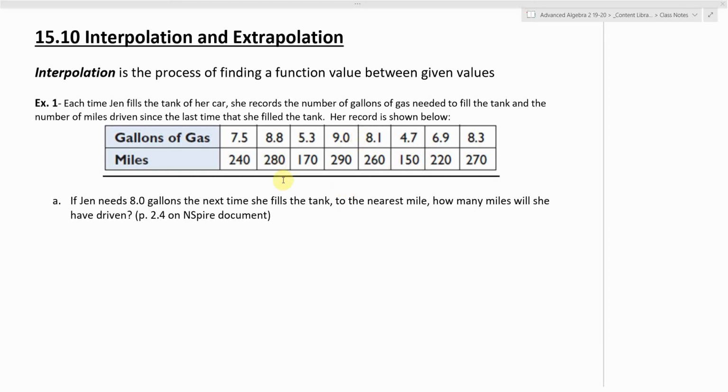So interpolation, again, is making predictions within the known data values, and that's a nice, sound statistical practice that we do a lot. So let's go ahead and get right to an example.